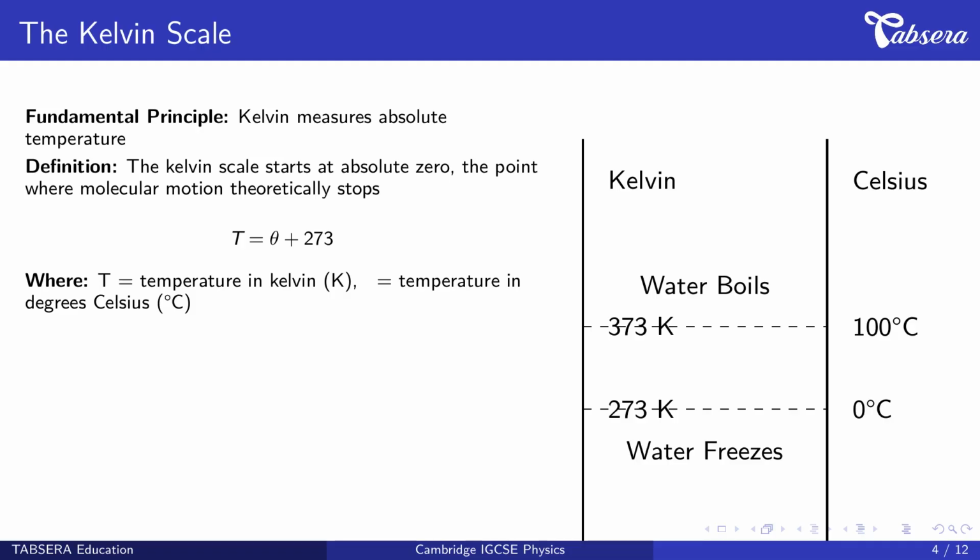The definition is, the Kelvin scale starts at absolute zero, the theoretical point where all molecular motion stops. Mathematically, we express this as T equals theta plus 273, where T represents temperature in Kelvin and theta represents temperature in degrees Celsius. The diagram illustrates the relationship between both scales. Notice how 0 Kelvin corresponds to minus 273 degrees Celsius, 273 Kelvin equals 0 degrees Celsius, and 373 Kelvin equals 100 degrees Celsius. This principle is fundamental because it provides an absolute reference for all temperature measurements in physics.